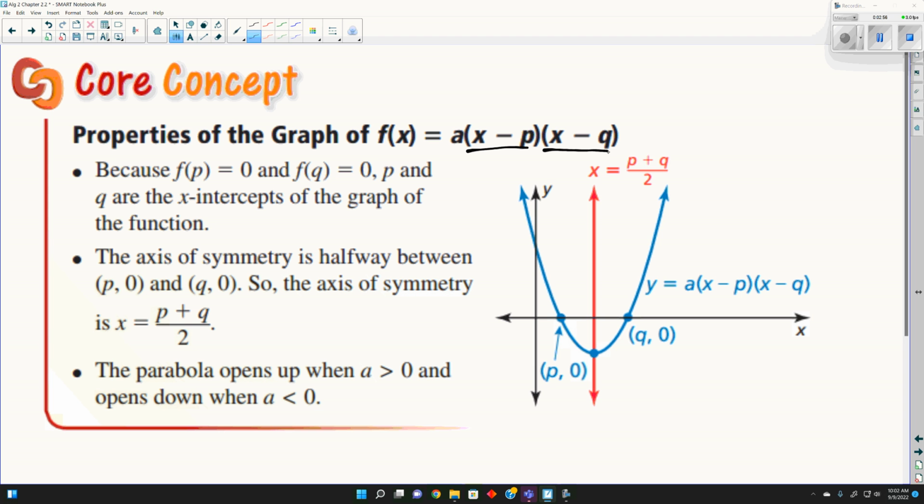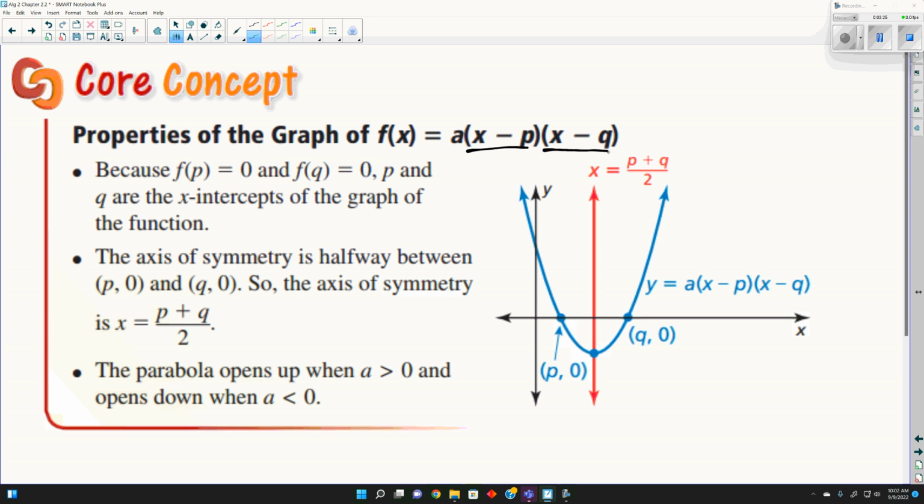The reason they call this the x-intercept form is because the value of p and the value of q tell us what the x-intercepts are. If we plugged the value of p or q into the function, we would get an equation that equals 0. It tells us where it crosses the x-axis. That's what it means by the x-intercepts. Questions on that?